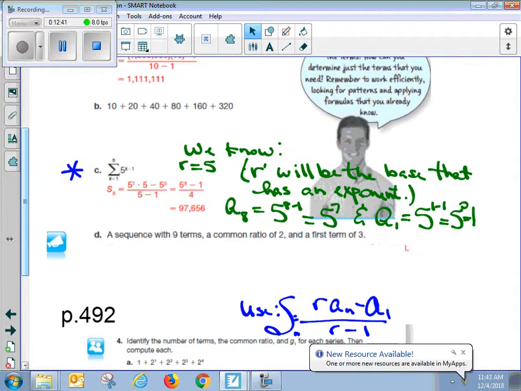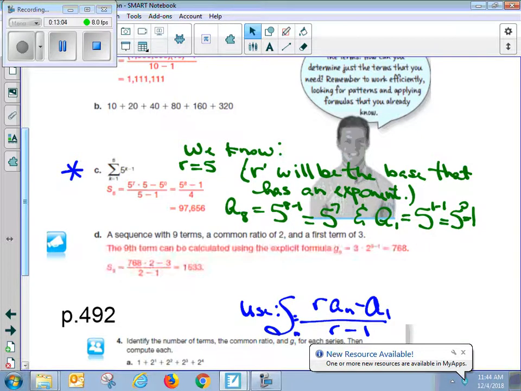Okay, next one comes with verbiage. I need you to tell me what variable it represents. So it says a sequence with 9 terms. What does 9 go in for? N, good. Common ratio of 2, somebody else, yell it out. R, everybody should have that one. And the first term is 3. G1 or A1 is 3. Good job.